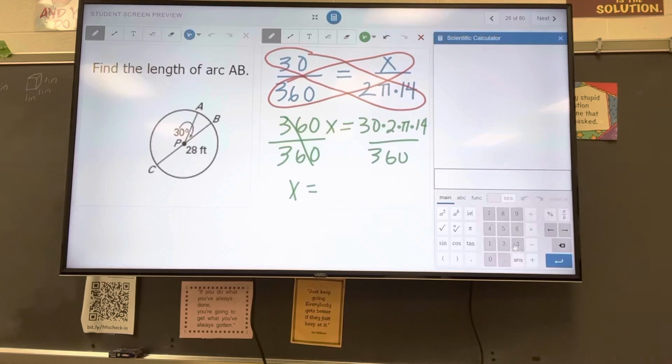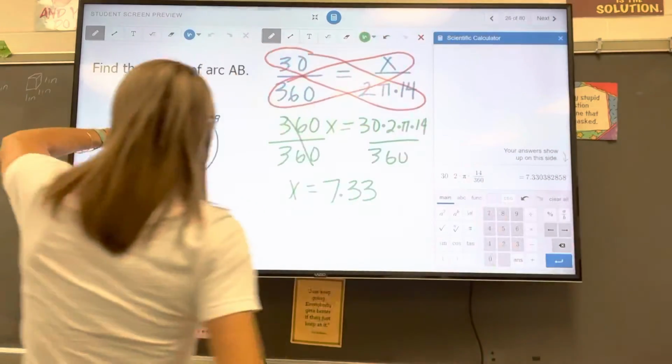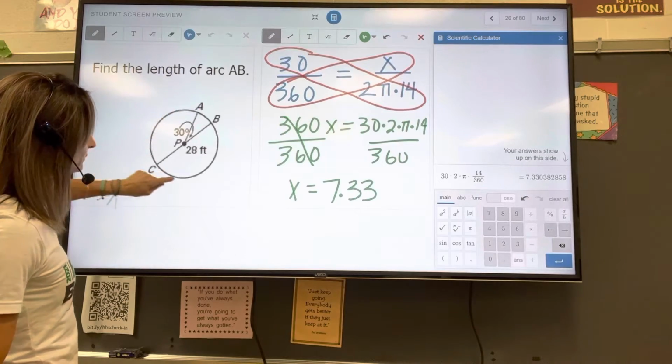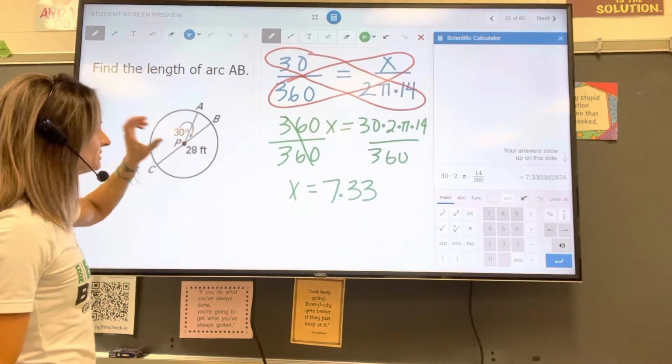So on the calculator, it's 30 times 2 times pi times 14 divided by 360. And I am getting 7.33. Does it say how to round it? It doesn't. Maybe it does at the top, I just don't see it. Since we just found the length of this arc, and it's part of the circumference, not part of the area, that unit is going to just be feet.